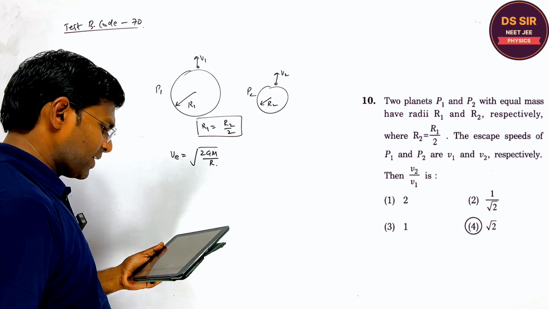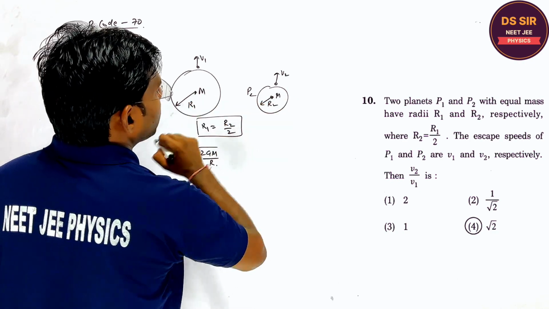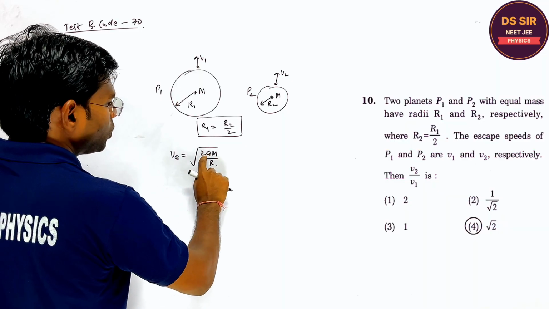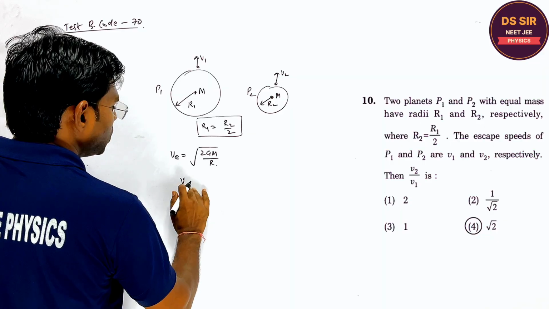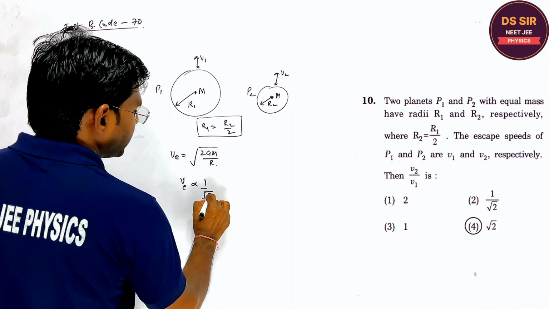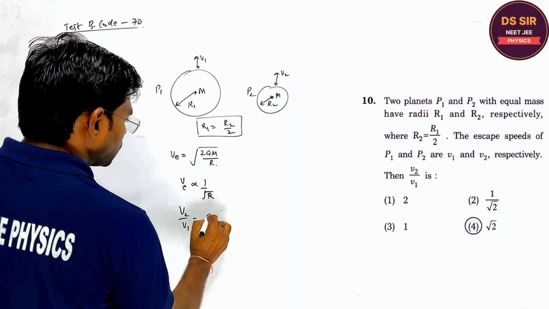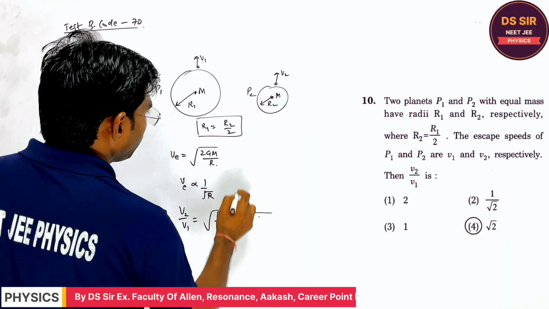But in the question it is given that the planet P1 has the mass M and this also has the mass M, only the radii are different. So for the escape velocity, root 2GM is constant. So escape velocity is proportional to what? Only the radius. So if you want to write the v2 upon v1 ratio, then r2 upon r1 is the correct answer.